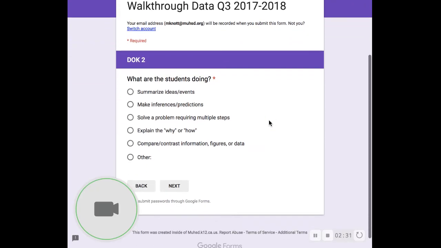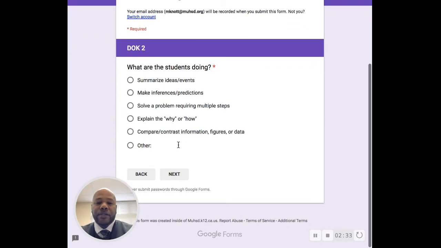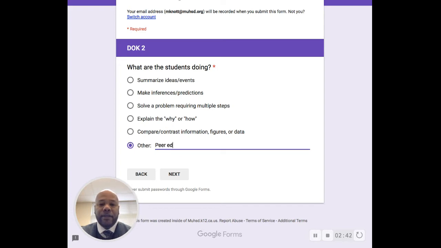The next question is just another question about what the students are doing. So not only did we ask what your assignment was, but now what are they actually doing? So I would just put peer editing again here, just to answer that question if that was what I was seeing.